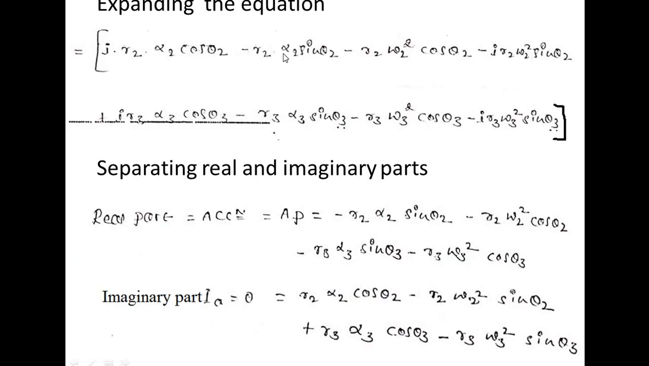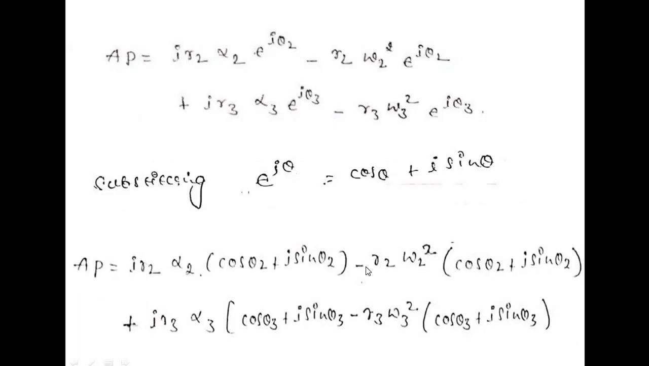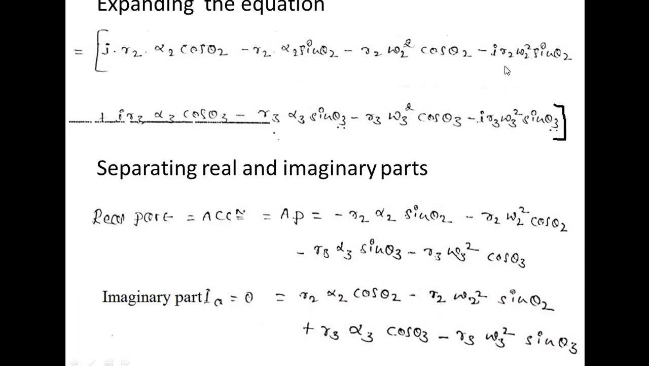So here you write minus r2 alpha 2 sin theta 2. Similarly, you expand the other terms also, like minus r2 omega 2 square cos theta 2 minus i into r2 omega 2 square sin theta 2. So like this we expand all the terms, and we separate the real and imaginary parts. Wherever you have an i term, that becomes the imaginary part, and wherever you don't have an i term, that becomes the real part. So here we have i, so it is imaginary, and this is a real part, and this is also a real part of the equation.